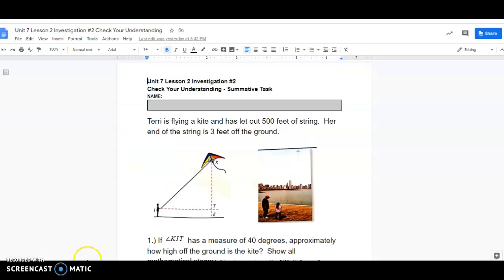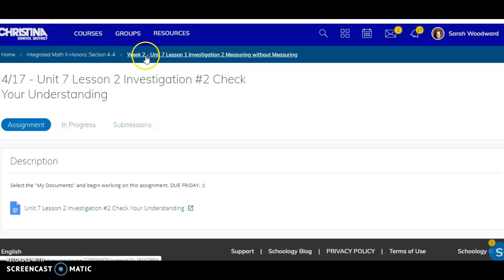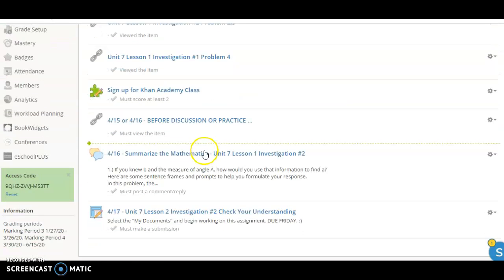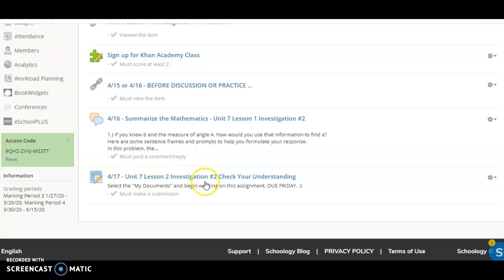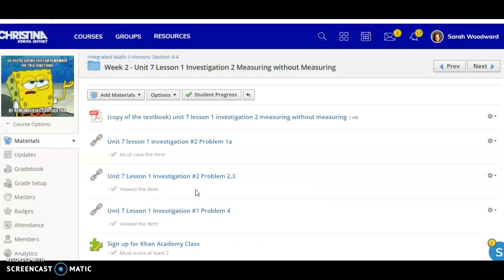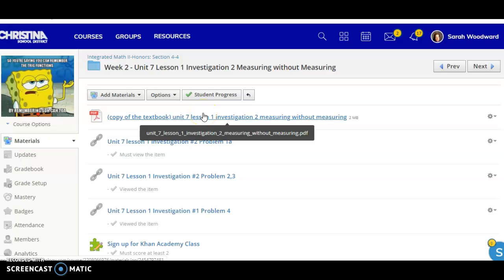Once you have that done, let's go back and make sure we understand what we're supposed to be doing here. Once you have that done, you're at the bottom. You've done everything you need to do for the week, okay? And I can grade it. So that's the whole scope of what you need to get done this week. This is just a copy of the textbook. You don't need it for anything unless you really want to do some extra practice.